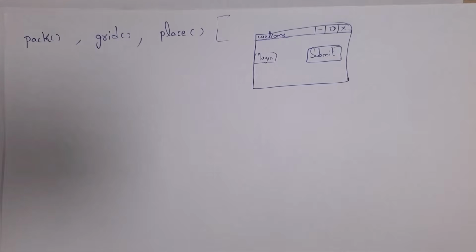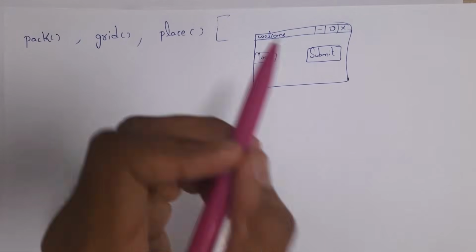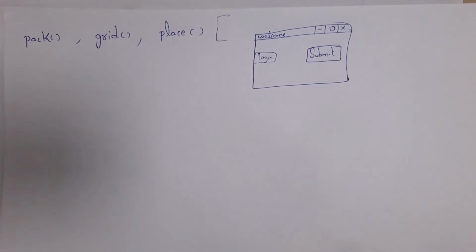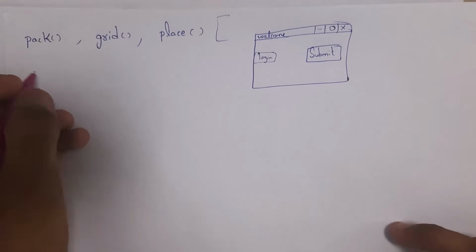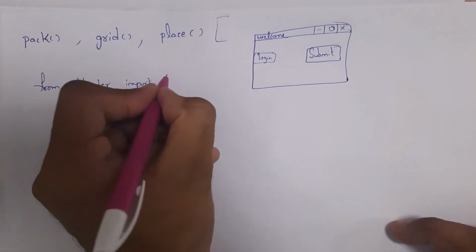I will write program in order to create welcome window, and inside welcome window we will place login button left side and submit button right side. I will write program for this. At first you need to import tkinter module. Guys, there are two ways in order to import tkinter module. First one is just by writing import tkinter, and next one is by writing from tkinter import star. Here in this program I am writing from tkinter import star.